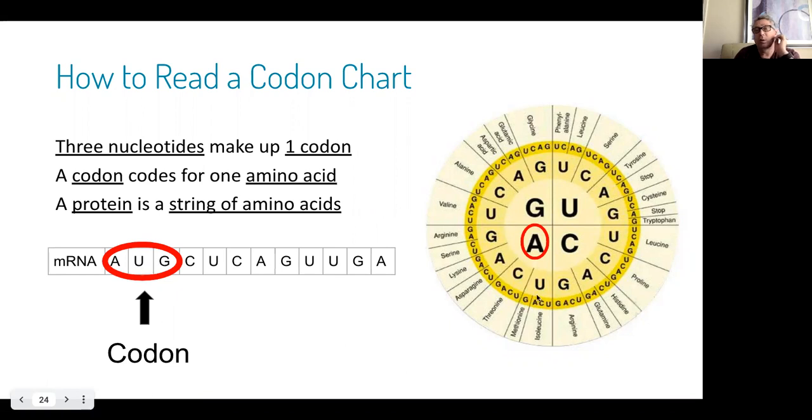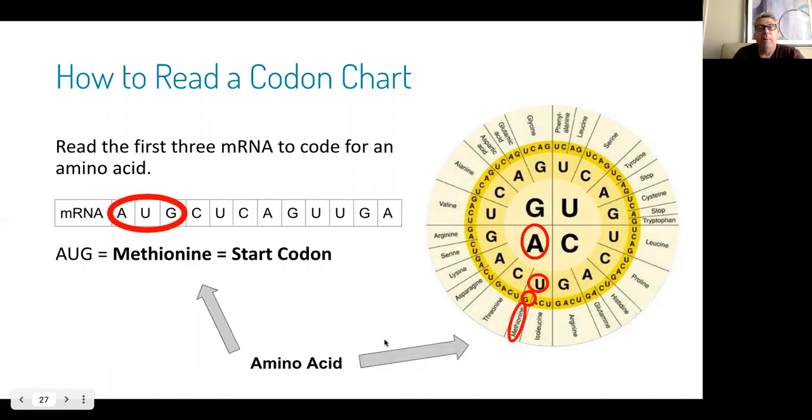The U is going to be the next letter going inside to out. And then the G is going to be the smallest letter. So A, U, G. And you look here and it says methionine. Some of these will be abbreviated and we don't care if you abbreviate it. So that would be a MET for abbreviation. So that's that amino acid that's being coded.